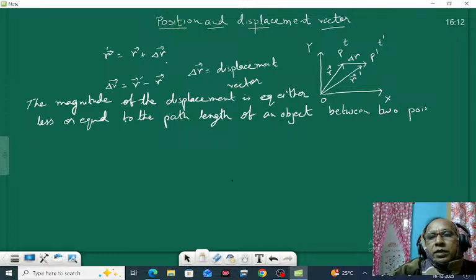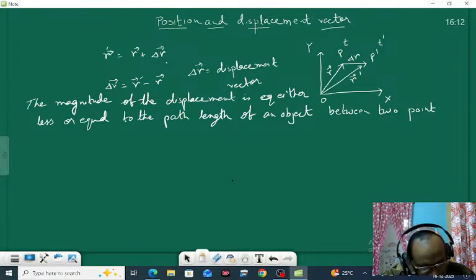So it is very clearly you can say here that P and P dash are the position vectors, and del r is the displacement vector. The displacement vector can be written as del r equal to r dash minus r vector. P and P dash are the position vectors at time t and t dash. In this way you can find the position and displacement vectors.